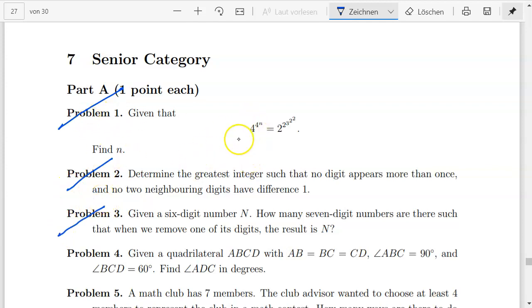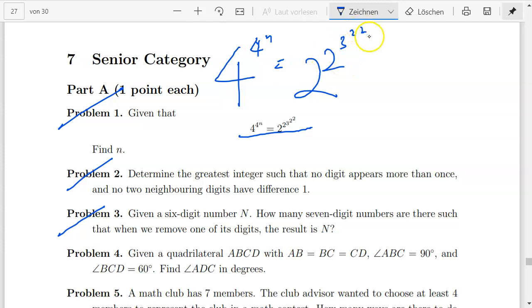So let's look at problem 1. Given that 4 to the power of n equals 2 to the power of 2 to the power of 3 to the power of 2 to the power of 2, find n. Normally when we approach these kinds of problems, these are exponentials.